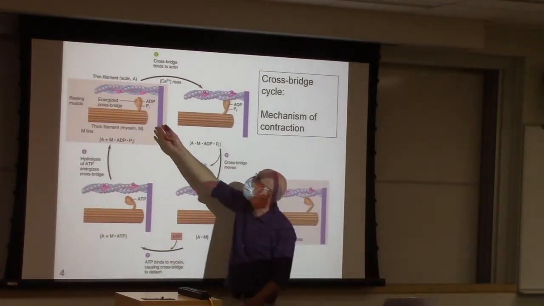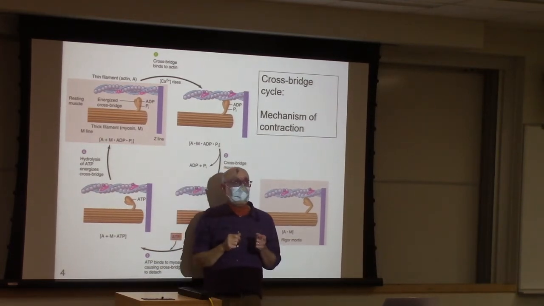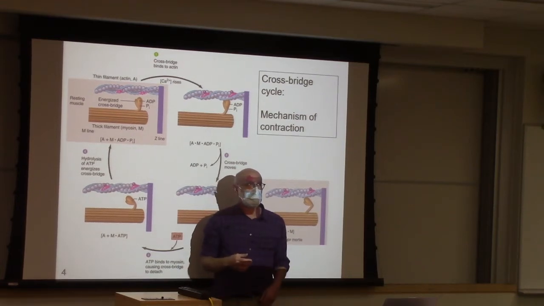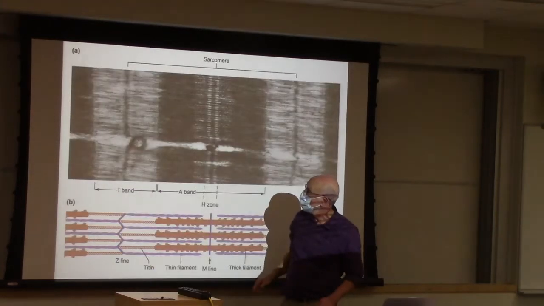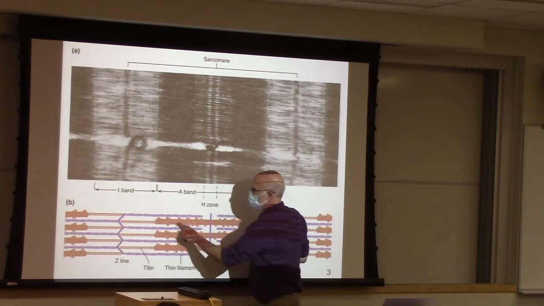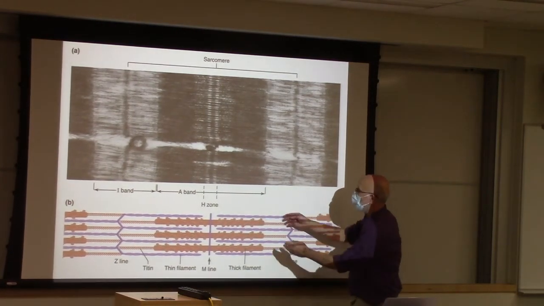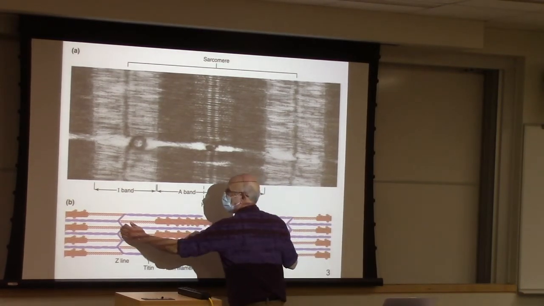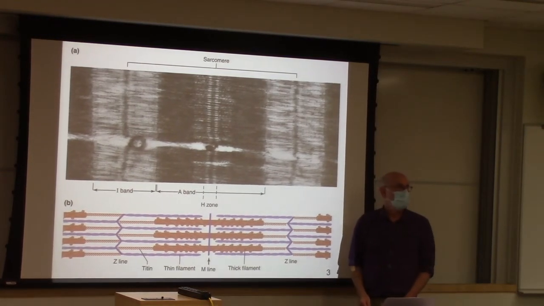So the thick filaments and the thin filaments are not attached to each other, and that's what allows the muscle to get stretched, because they're not physically attached to each other. This Z-disc could get pulled this way because this attachment is loose, and this Z-disc could get pulled this way because this attachment is loose, and so the muscle could get stretched. Okay?